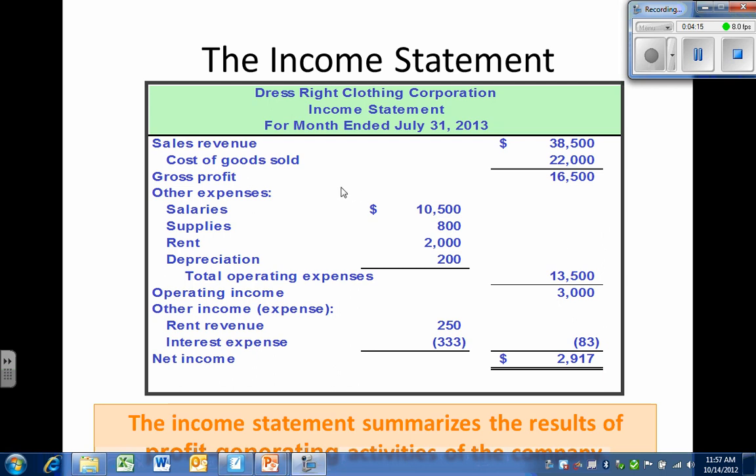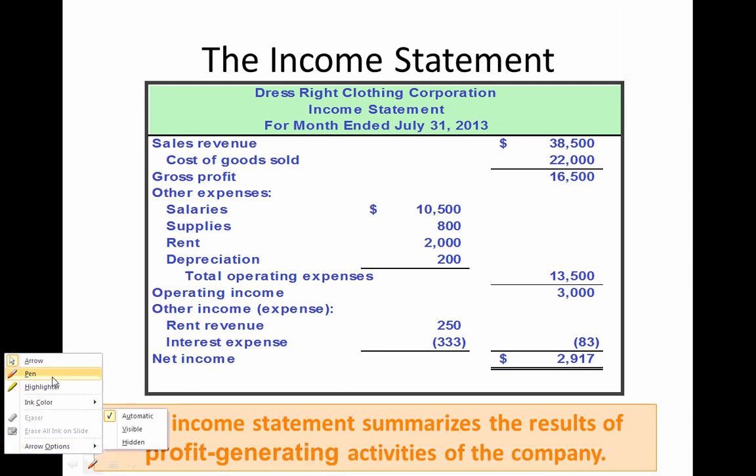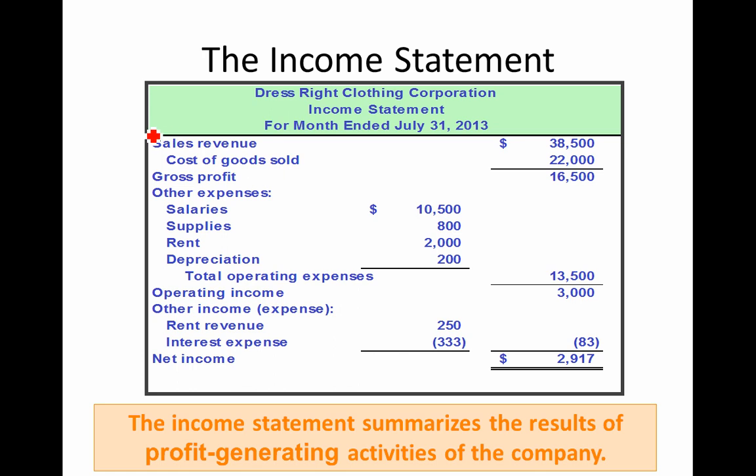There are 2 formats for the income statement. In this slide, we are looking at the most common format, which is known as the multi-step income statement. In the multi-step income statement, there are a number of key subtotals that are included in the statement. And these are gross profit, operating income, and net income.